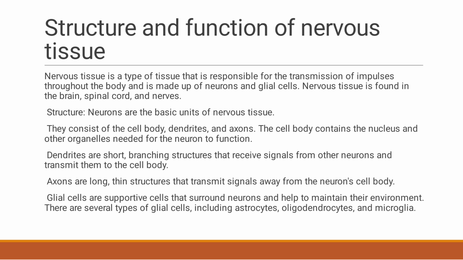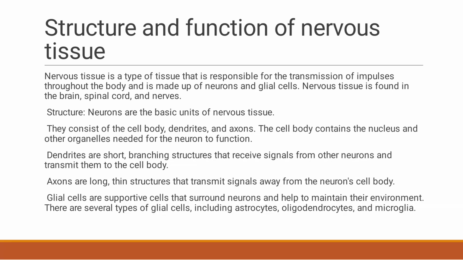Neurons are the basic unit of nervous tissue. These neurons consist of a cell body, dendrites, and axon. The cell body contains the nucleus and other organelles needed for the neuron to function. Dendrites are short branching structures that are used to receive signals from other neurons, and also to transmit them to the cell body. Axons are long thin structures that transmit signals away from the neuron cell body.